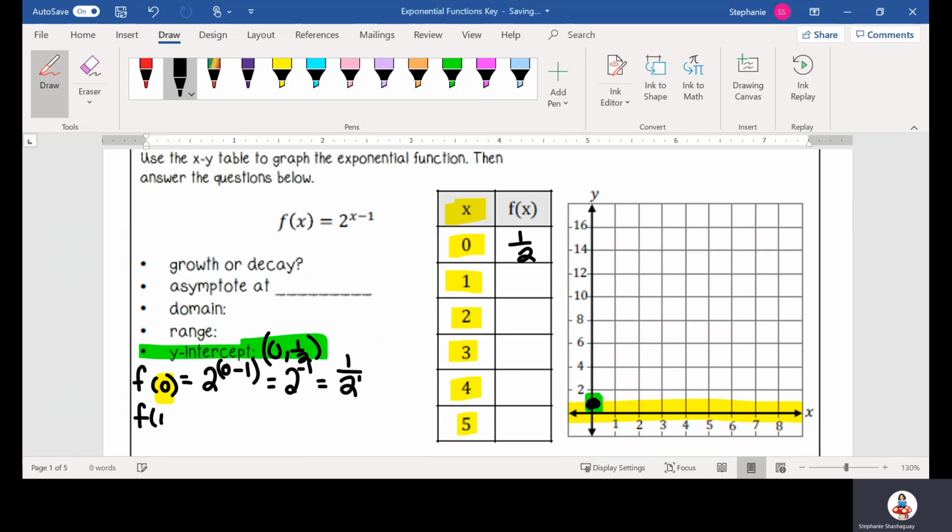So we have f of 1. So now we're going to have 2 to the power of 1 minus 1, which is going to be 2 to the 0 power, which again, if you remember your exponent rules, anything to the 0 power is going to be 1. So when we have f of 1, or our input of 1, our output is also 1. So we can put our point.